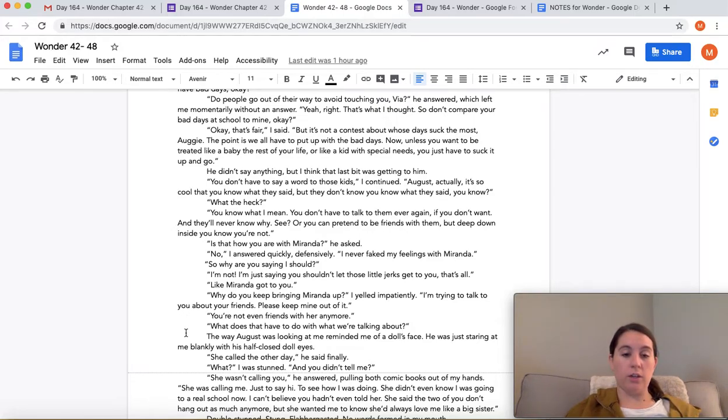The way August was looking at me reminded me of a doll's face. He was just staring at me blankly with his half-closed doll eyes. "She called me the other day," he said finally. "What?" I was stunned. "And you didn't tell me?" "She wasn't calling you," he answered, pulling both comic books out of my hands.